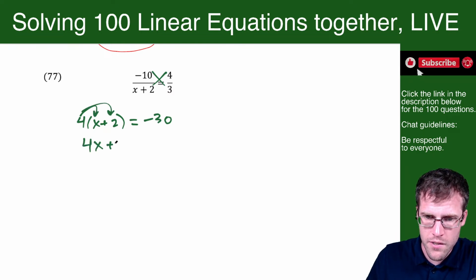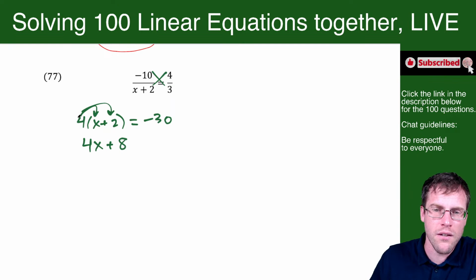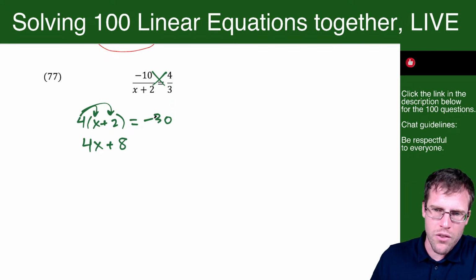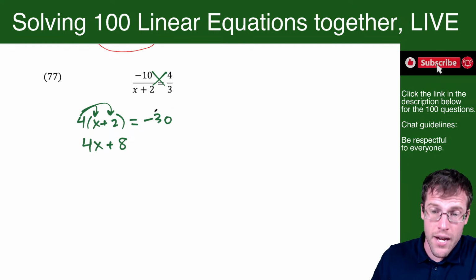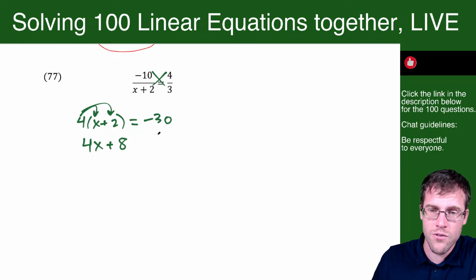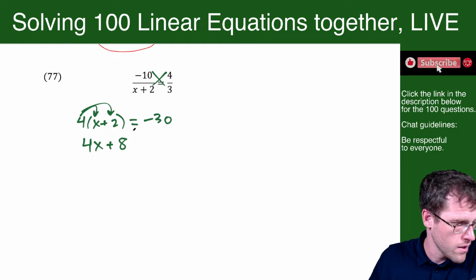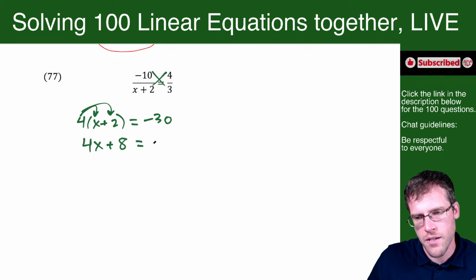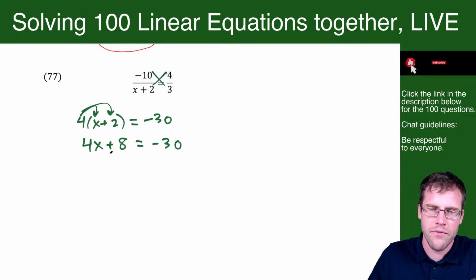That's 4x plus 8. Yeah, because I'm just thinking, if I divide both sides by 4, I guess technically I could. 30 divided by 4 is 7.5. And then we would be subtracting 2. So we'd have negative 7.5 minus 2 is negative 9.5. We would get the same answer. But I would rather do it this way. So we'll just do it a different way.